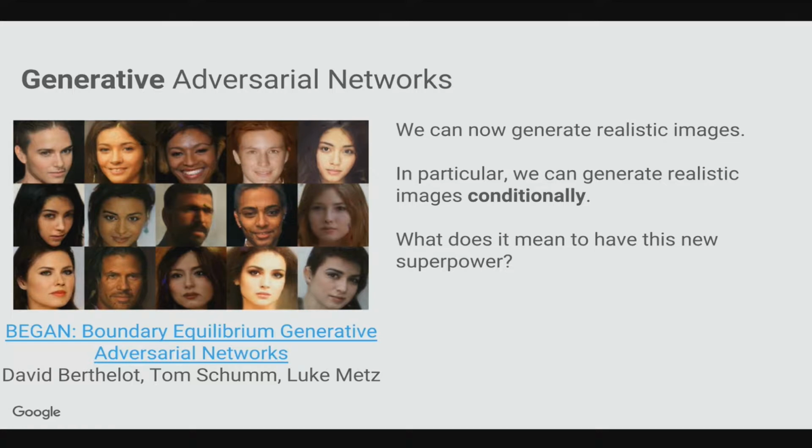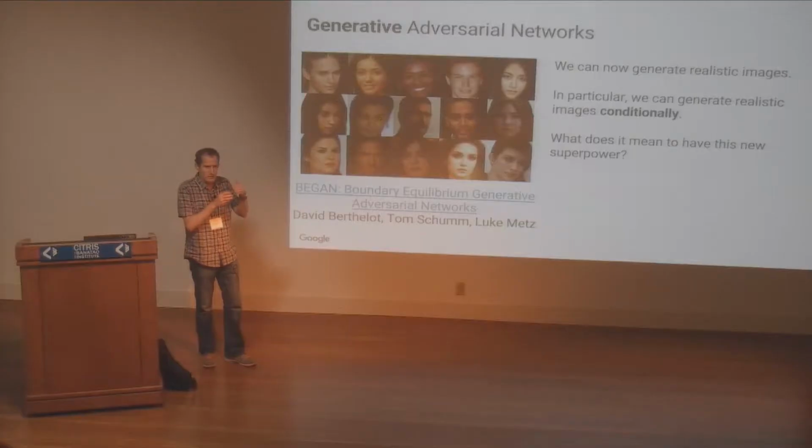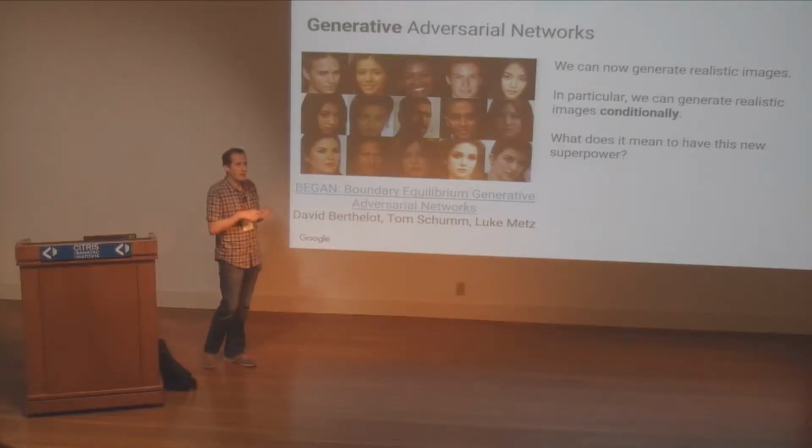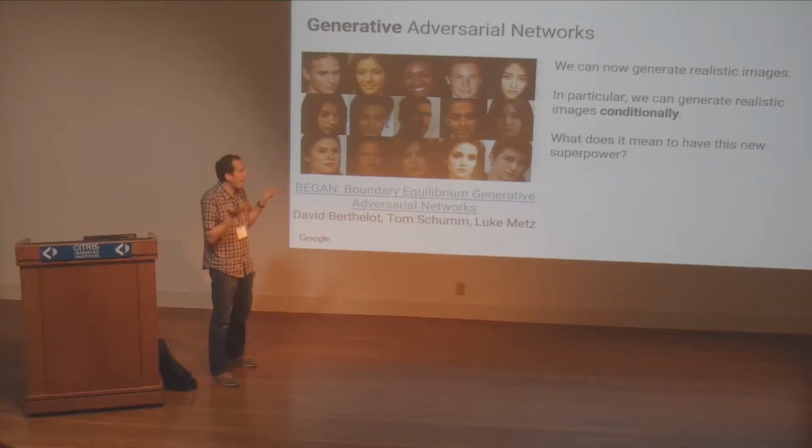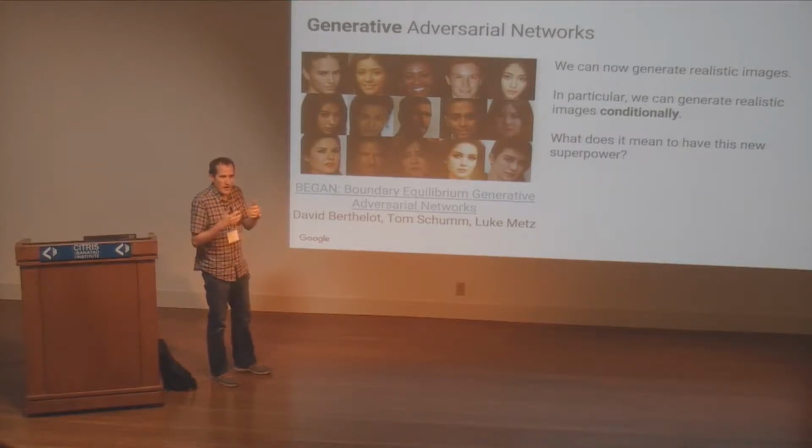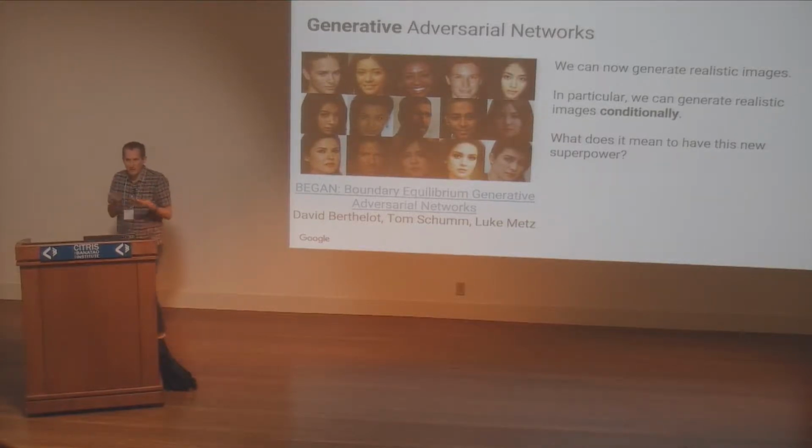The interesting thing about this is that now we can generate images conditionally, so we can condition the variable upon which the image will be generated on some factor. That means we have the possibility of hallucinating possible outcomes in the perceptual domain.